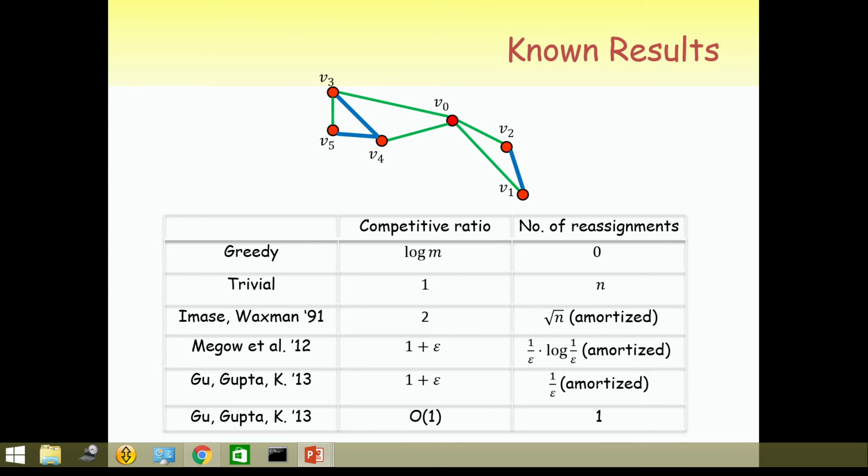Imase and Waxman showed that one can get a constant competitive algorithm by changing about root n edges at each point of time. Then this was improved to a PTAS by Megow and others, where they were doing about 1 over epsilon log 1 over epsilon changes per vertex arrival. We improved it to slightly 1 over epsilon, and then if you can get a trade-off here, you can get a bigger constant with a better approximation here. So you can get a constant comma constant here.